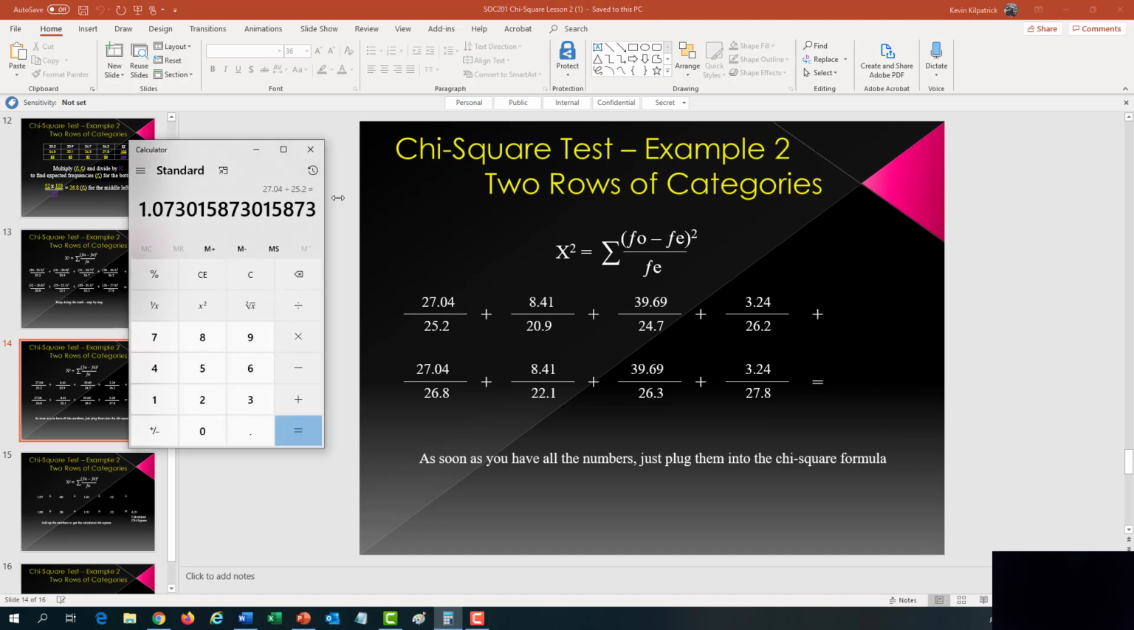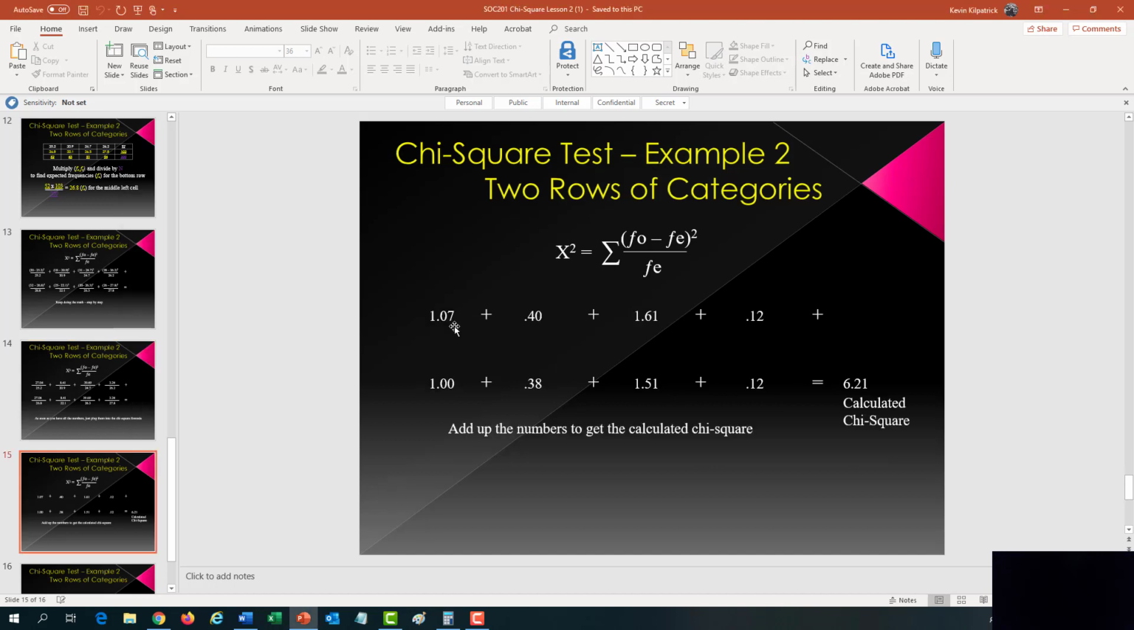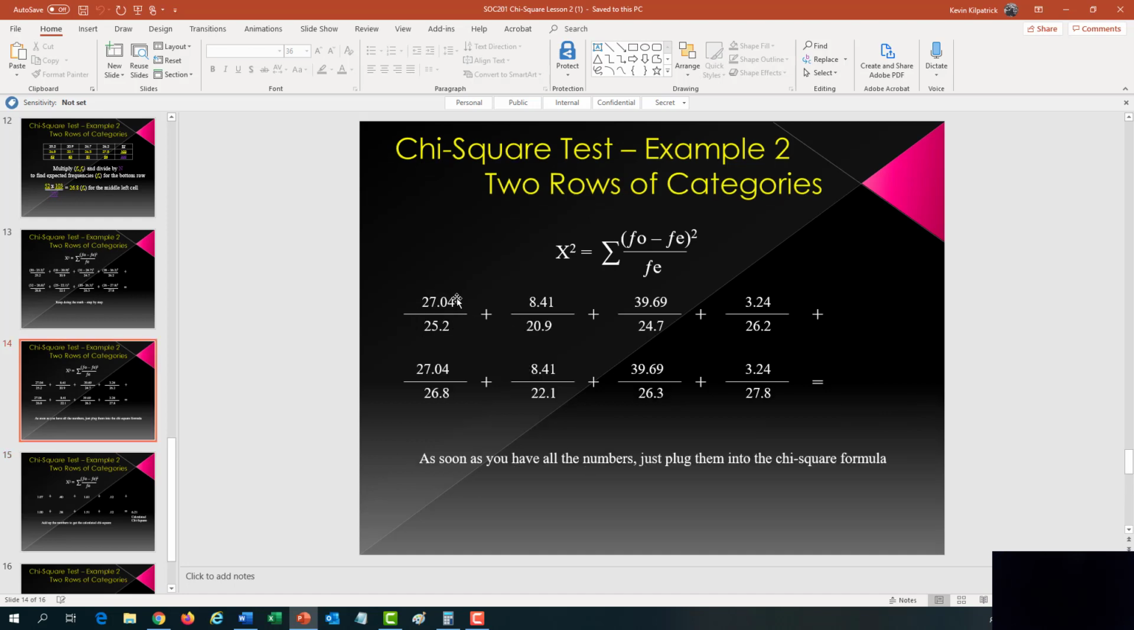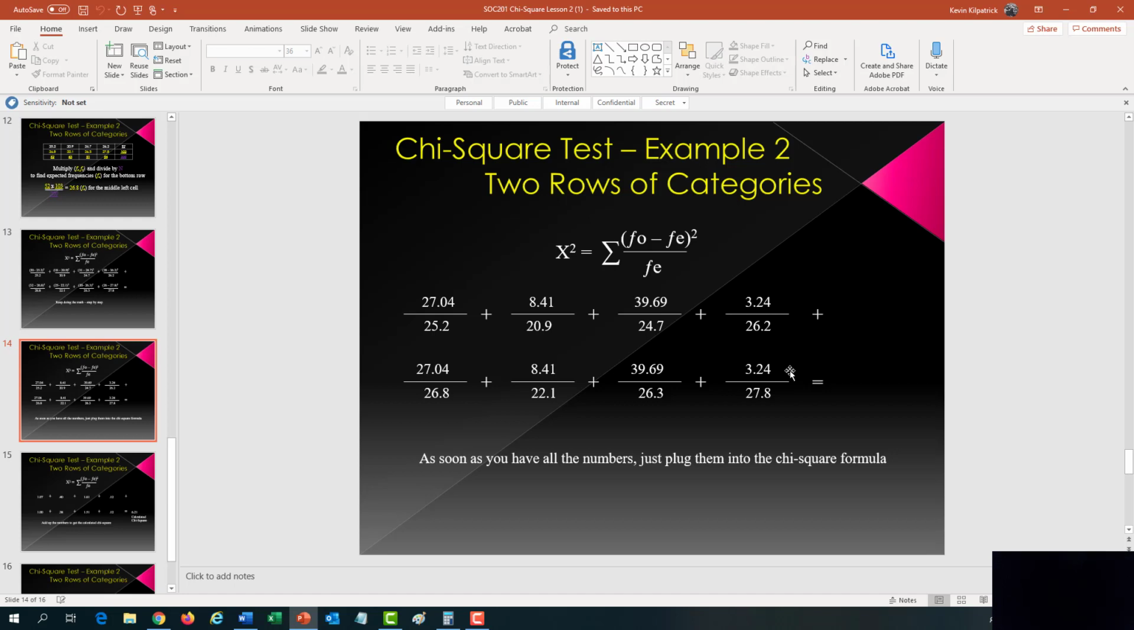27.04 divided by 25.2 gives us 1.07 and a whole bunch of numbers, which you can see here. I round it down to 1.07. So just work each fraction individually. This one, the last cell, the fourth cell in the bottom line, what you get when you subtract 27.8 from 26 and square that number, you get 3.24.